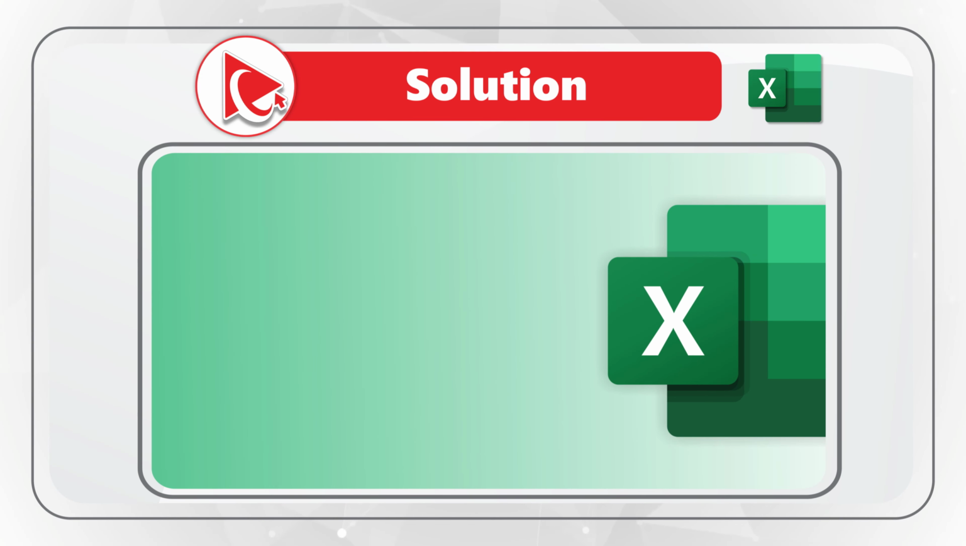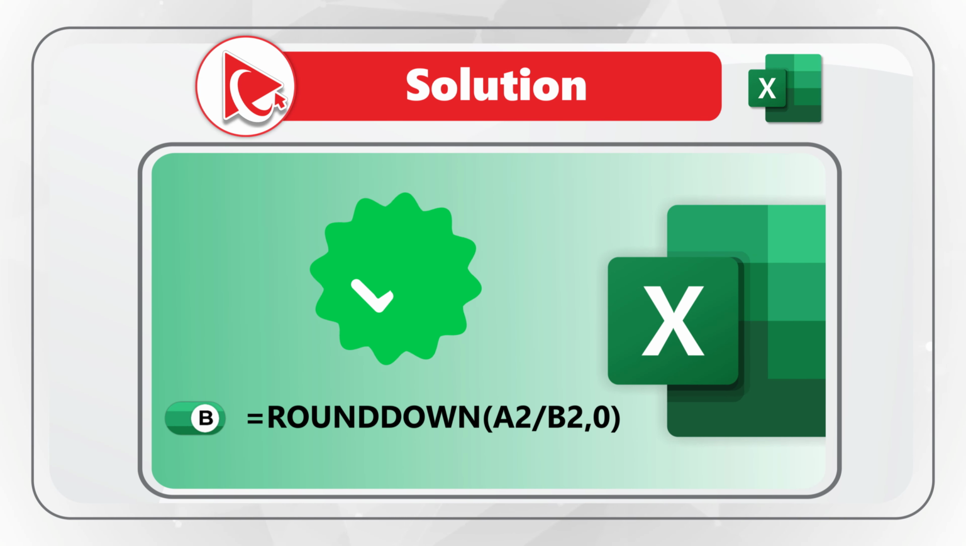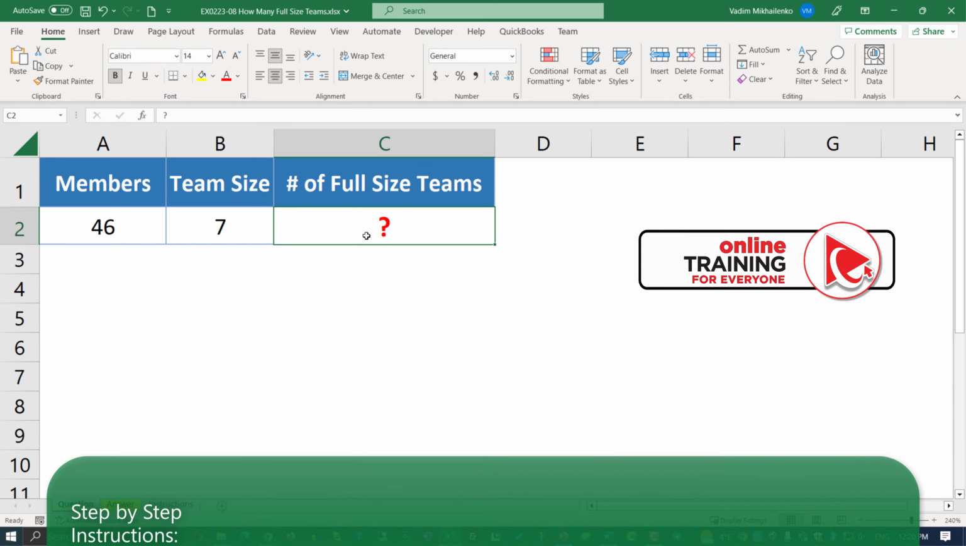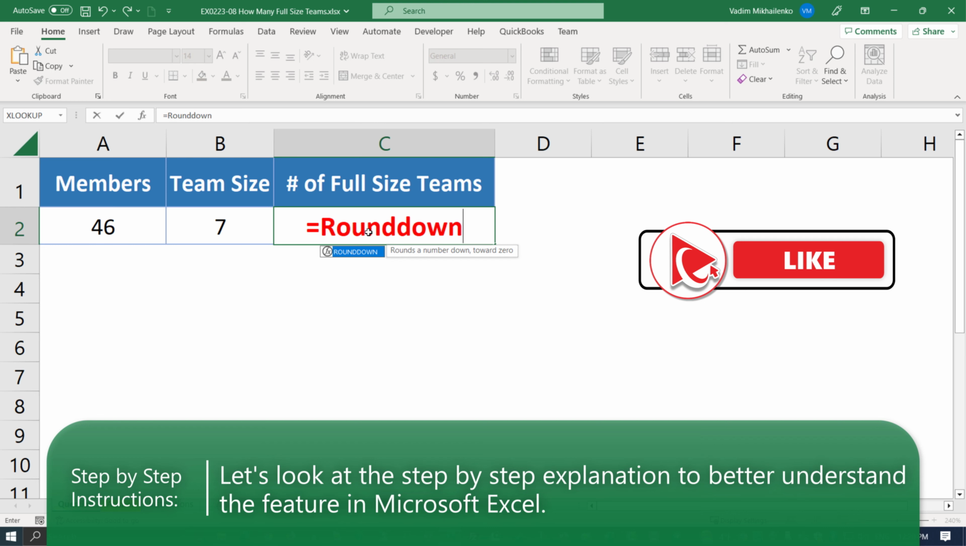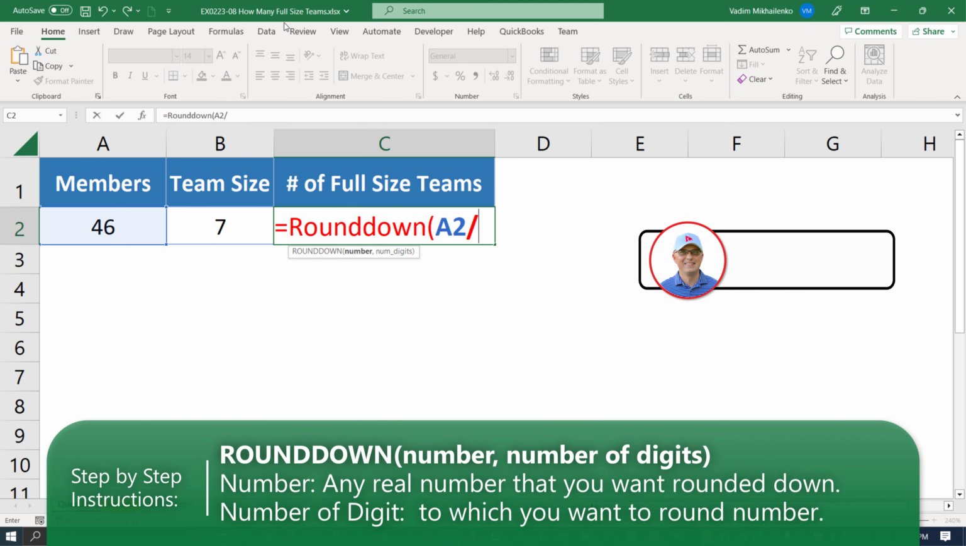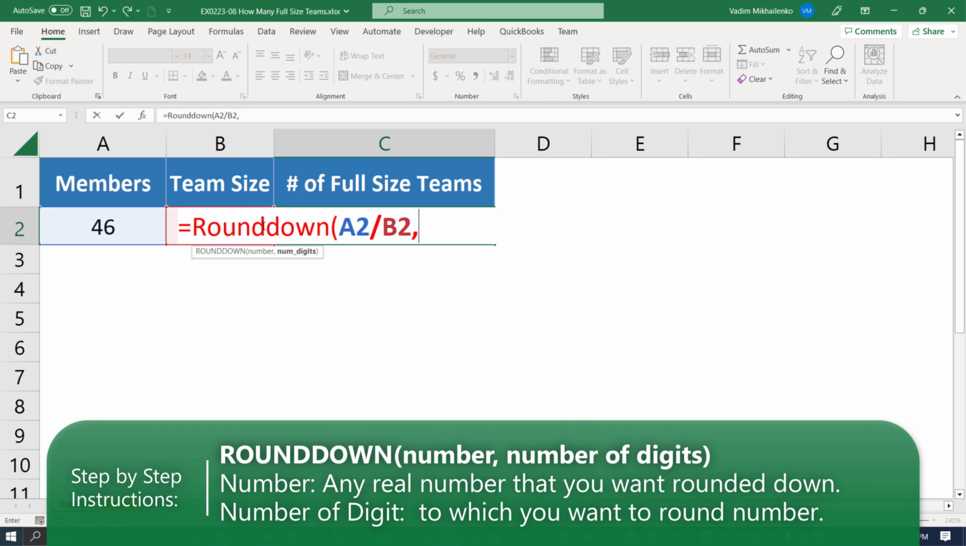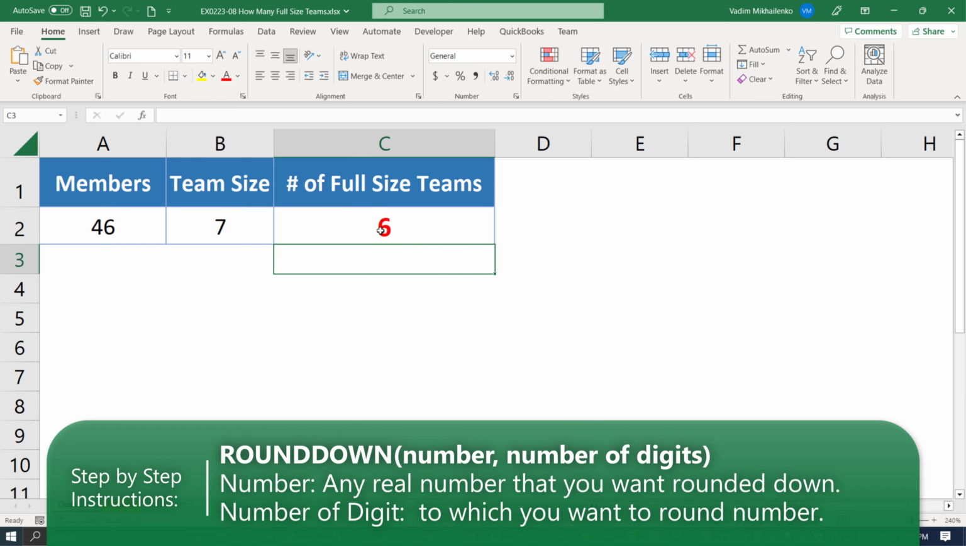I believe the correct answer here is choice B, ROUNDDOWN. The reason is that to solve this challenge, we need to use an Excel formula which rounds the number down to the nearest integer. To simulate this scenario in Microsoft Excel, let's use the ROUNDDOWN formula, and you can see that it rounds a number down towards 0. Then let's supply the arguments A2 divided by B2, and the second argument, which indicates how many digits we're rounding down to, would be 0. And then you see that the number of full-size teams is 6.